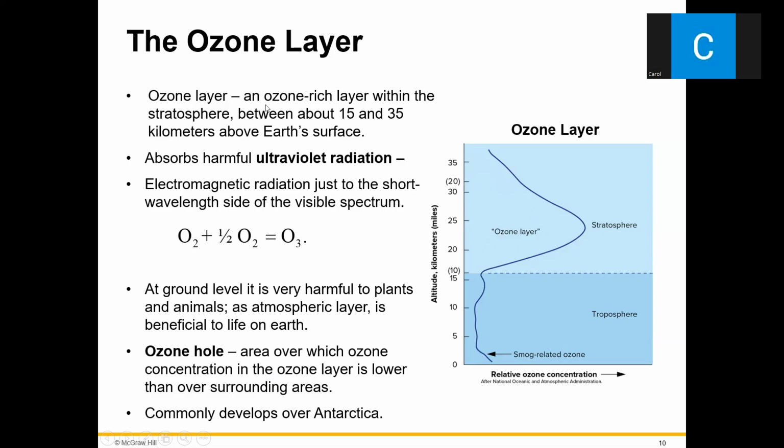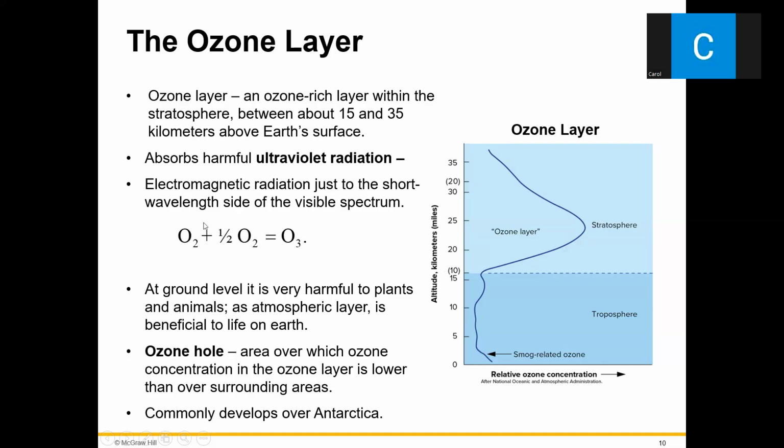So let's see. Oh, it looks like right here. An ozone-rich layer within the stratosphere. This is what the ozone layer is. It's between about 15 and 35 kilometers. Okay, that's kilometers above the Earth's surface. And it absorbs the harmful ultraviolet radiation, electromagnetic radiation. Yeah, so UV rays.